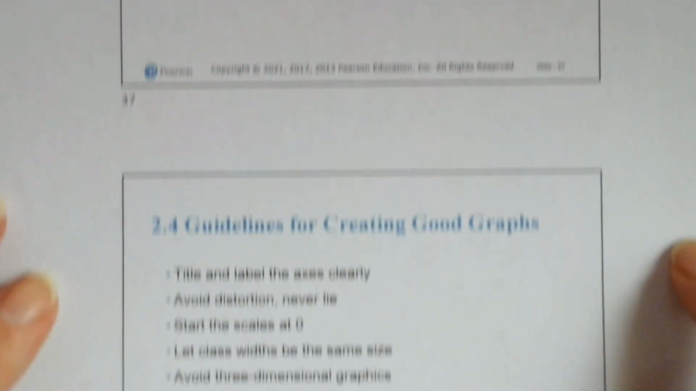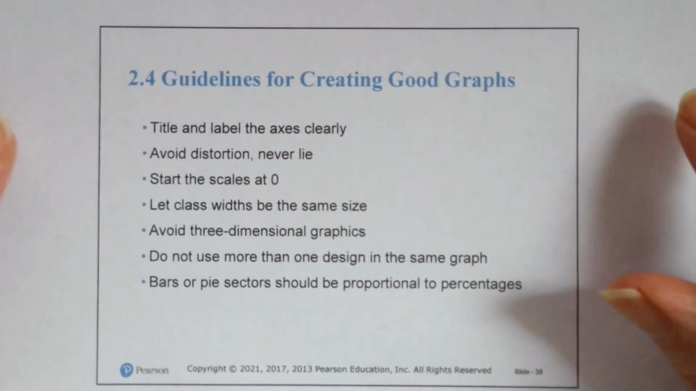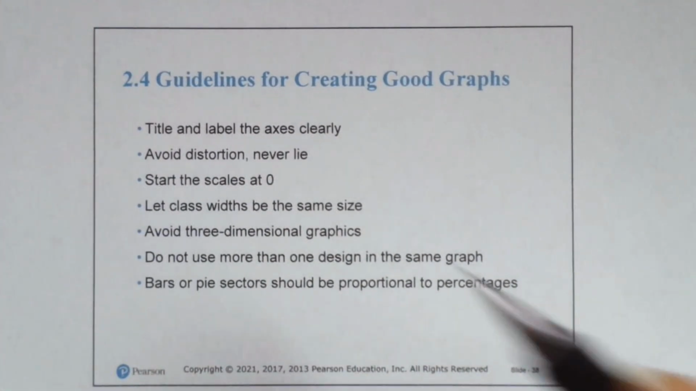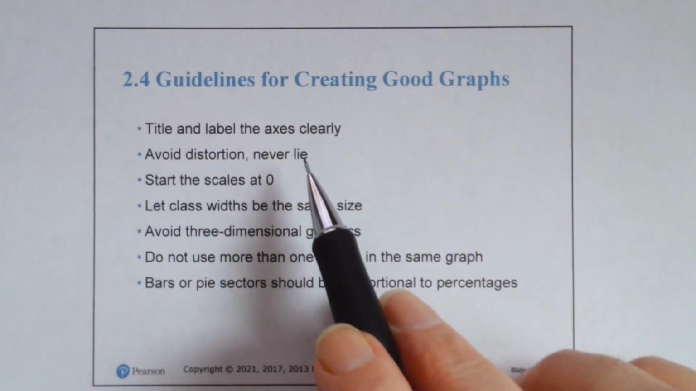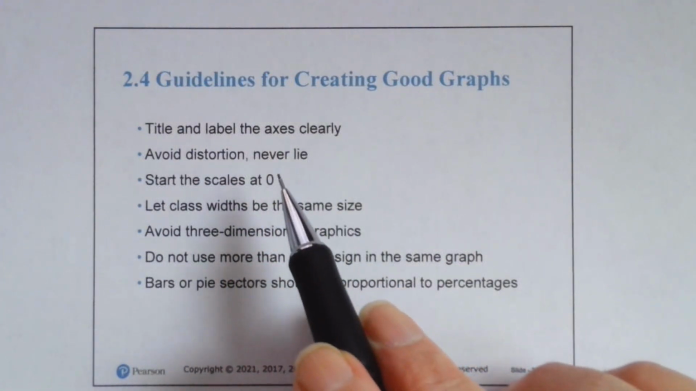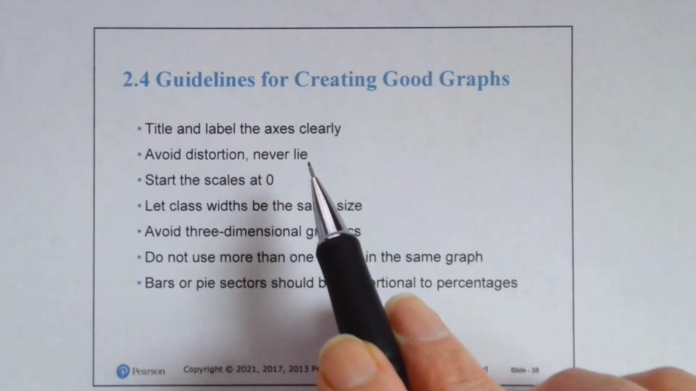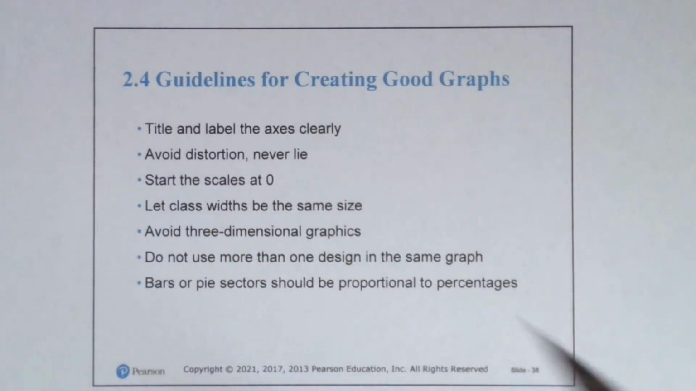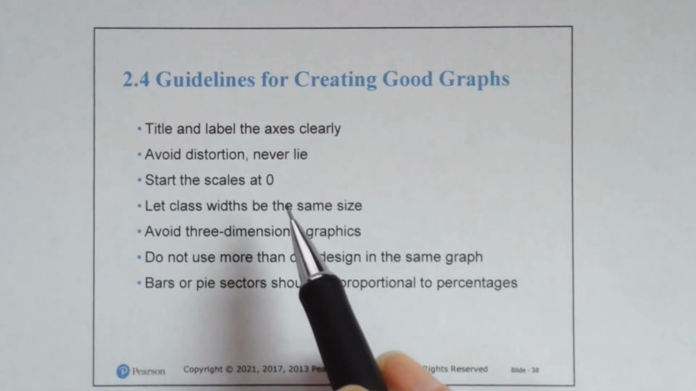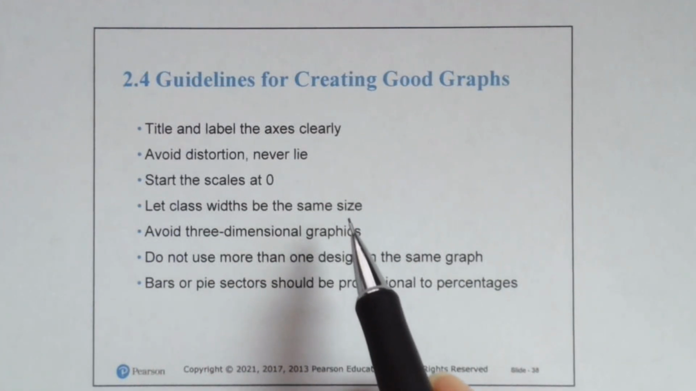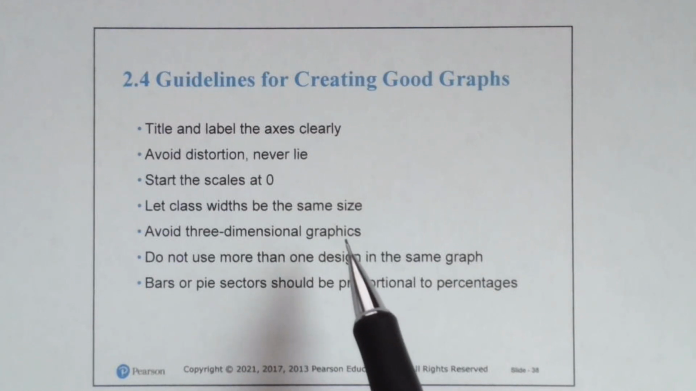And last of all, I want to just offer some guidelines for creating good graphs. You always want to title them and label the axes clearly. Avoid distortions, never lie. Well, you know, that's one of those where hopefully you're not the one doing the distorting or the lying, but we certainly will see that out there where things are distorted. Start the scales at 0, let the class widths be the same size. Avoid three-dimensional graphics. They tend to be misleading.